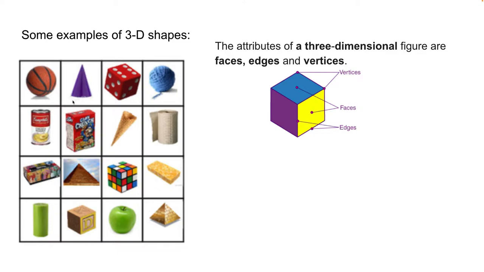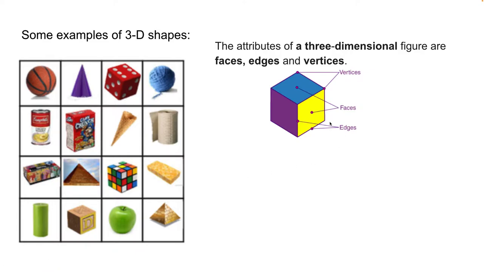What is this? Cone, right? We see the cone here. So we're gonna talk about that too. And cube, another cube, sphere, cylinder, prism, rectangular prism, cone, cylinder, and so on. Pyramid, rectangular prism, and so on.